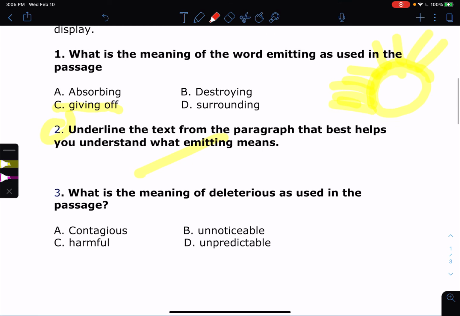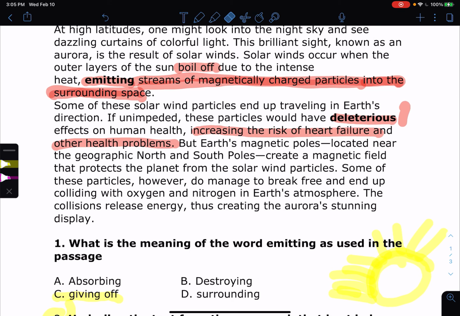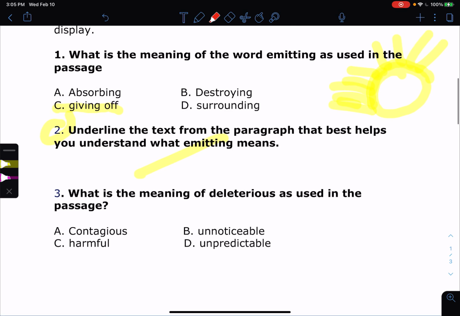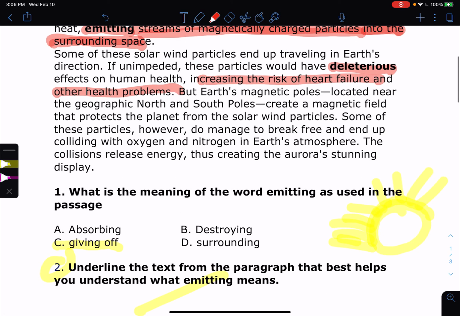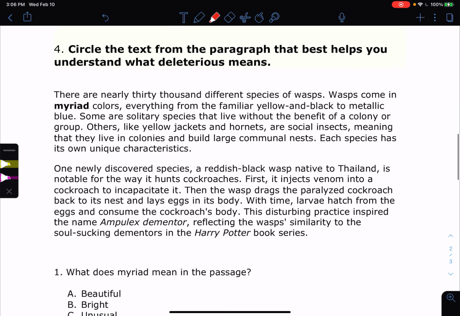What is the meaning of the word deleterious, as used in the passage? We just saw how deleterious, they tell you what it causes. These particles can cause increased risk of heart failure and other health problems. So in this case, deleterious would be harmful, right? Because they give you examples of the harmful effects of these particles. Okay, let's go on to the next one.